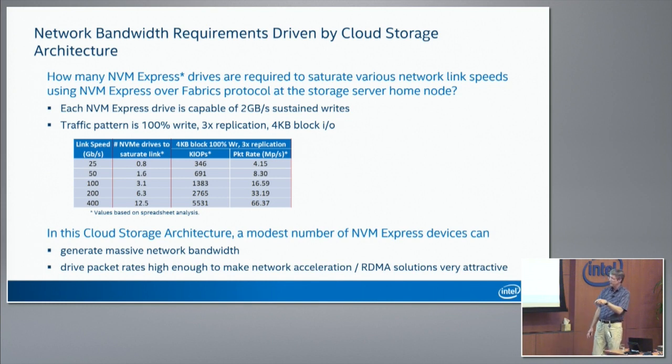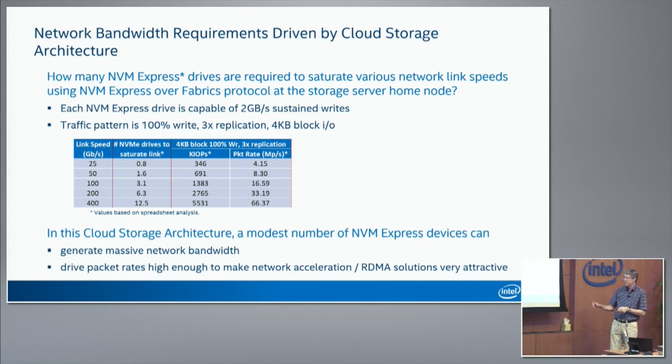And I won't run through all the numbers on this, but let's just take a look at 100 gig. That's a pretty significant amount of network bandwidth, and yet in this traffic pattern you can saturate that with 3 drives, right? And you're at over 1 million IOPS and over 16 million packets per second for that traffic pattern.